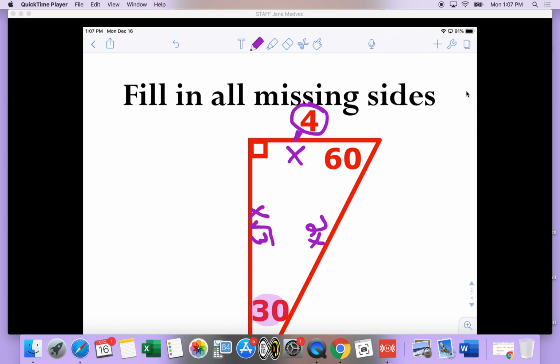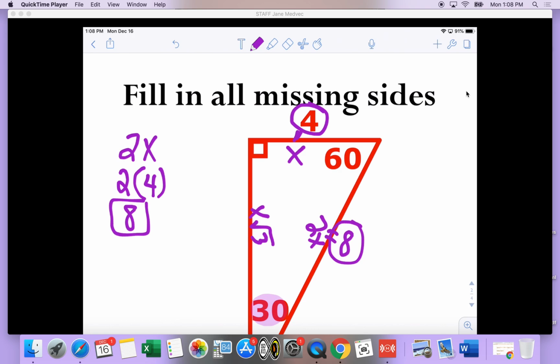Then I'm going to go to my hypotenuse. I've got 2x. So this is going to be 2x, which is 2 times 4. So that gives me 8. So notice how my work is organized off to the side. And then I'm going to come over here and I'm going to go, okay, this is 8. And I'm going to circle my answer.